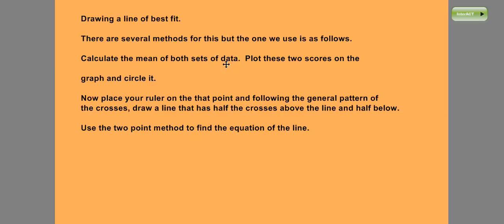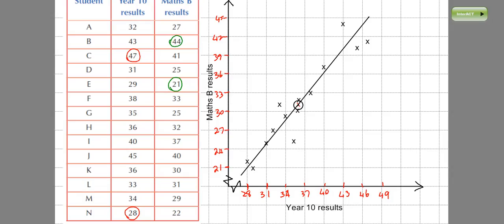There are several methods for doing the line of best fit, but the method that I'm going to show in this video is my video, so I can do it the way I like to do it. So we've found the mean of both sets and we've plotted those two on the graph, and we've circled it. Now we need to place the ruler on that point and, following the general pattern of the crosses, draw a line that has half the crosses above the line and half below. The two-point method for finding the equation of a line, we'll cover that in another video, and that's mainly for the higher maths levels. So I have done my line of best fit.